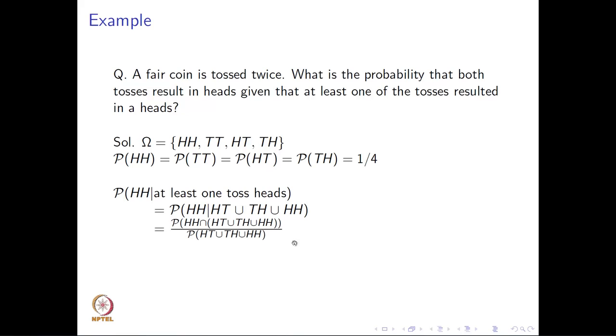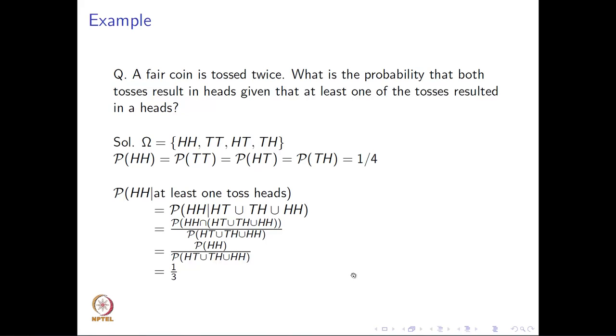Applying the conditional probability formula, we have probability of A given B equals probability of A intersection B divided by probability of B. Simplifying the intersection in the numerator, we get the next step. Now we can apply the probability values of the elementary outcomes to get the result of 1 by 3. Note that in the denominator, each of these events is mutually exclusive. Thus, the probability of the union of these three events is equal to the summation of the individual probabilities.